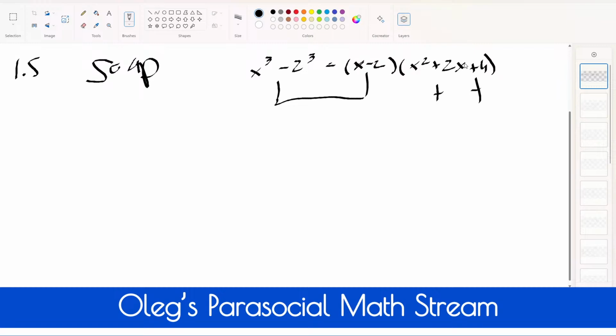The sign of the first two is the same as the sign between this right there. And the sign of the 2x term is opposite of the sign between that, and the sign of the last term 4 is always positive. So the sign of the 2x, this sign is opposite of that sign.